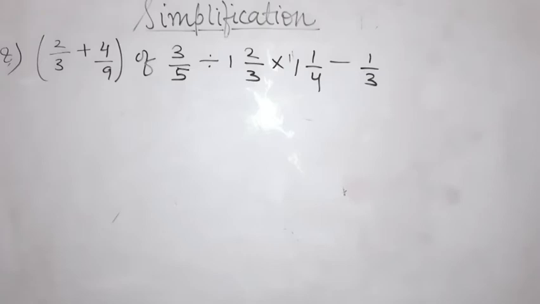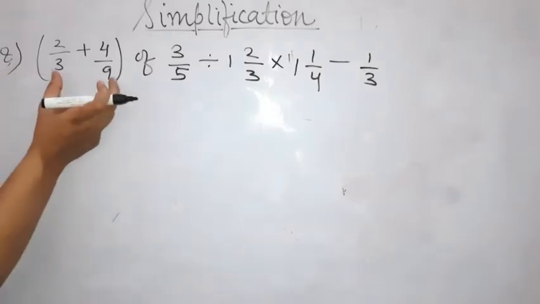So let me write the question for you. I have written the question within bracket 2 by 3 plus 4 by 9 bracket closed of 3 upon 5 divided by 1 2 upon 3 multiplied by 1 1 upon 4 minus 1 by 3. As per the BODMAS rule: bracket, then of, then division, then multiplication, addition and then subtraction. There are two fractions given in the bracket, so firstly I have to solve these two fractions.